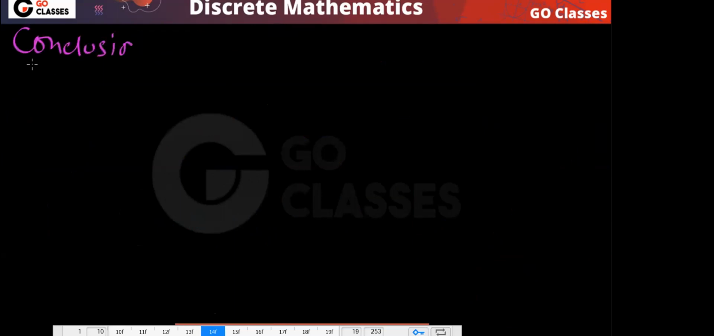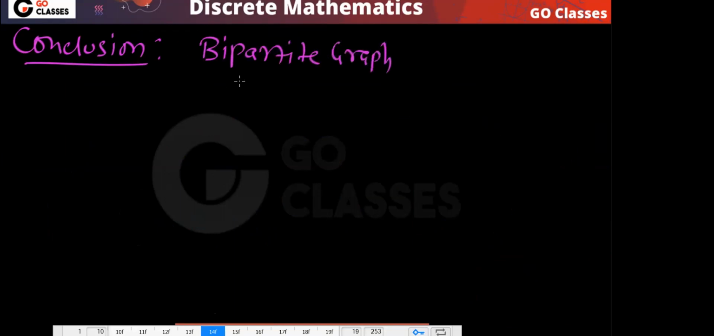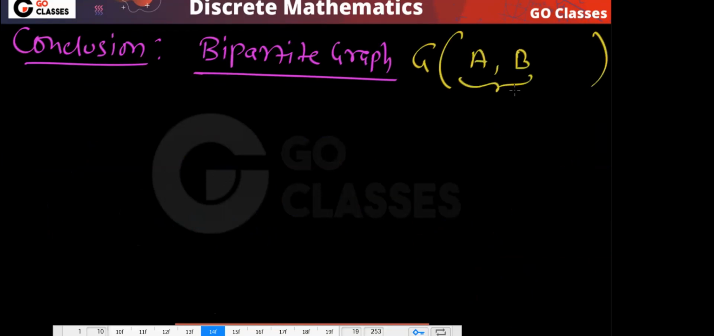What is the conclusion? You have a bipartite graph. Remember, your graph is bipartite. So your graph is G, with A, comma, B, these are the partition, and this is the number of edges.